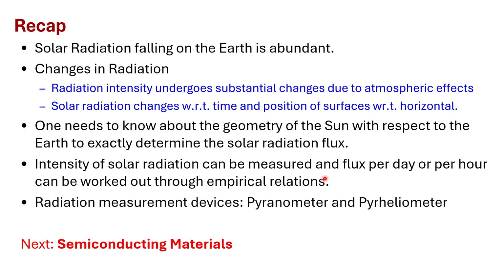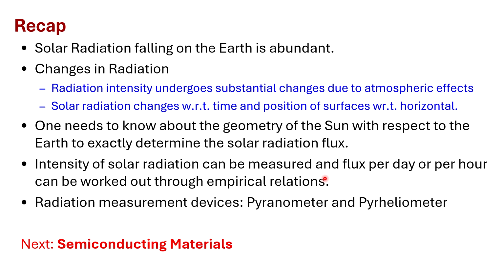So as a brief recap, we understand that solar radiation that falls on the earth is abundant. It has a very large number, and this is sufficient to meet our energy requirements in principle. The changes in radiation occur because of atmospheric effects and also because of time and position of the surfaces with respect to horizontal. We also learnt about the geometry of the sun with respect to the earth, and the location on the earth to exactly determine the amount of solar radiation flux that we get.